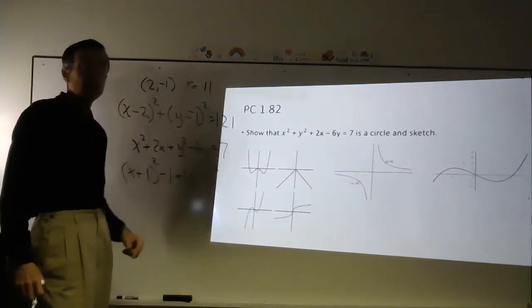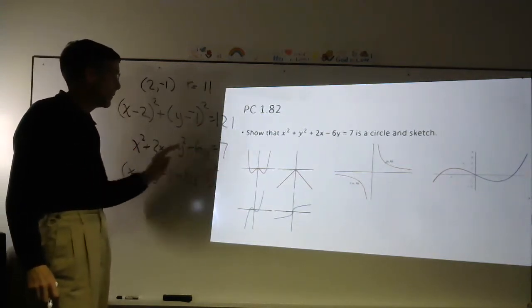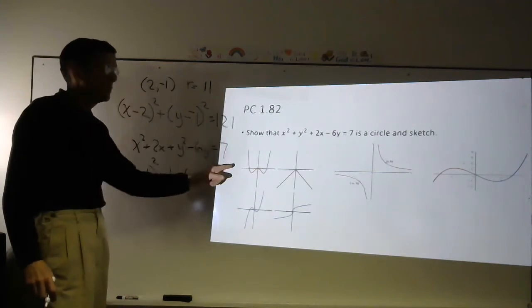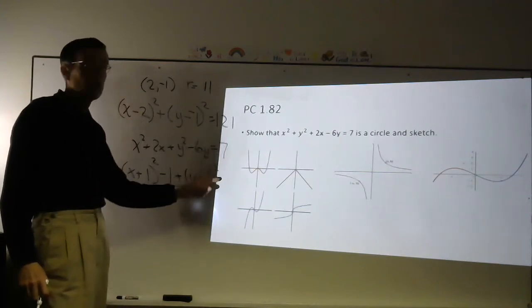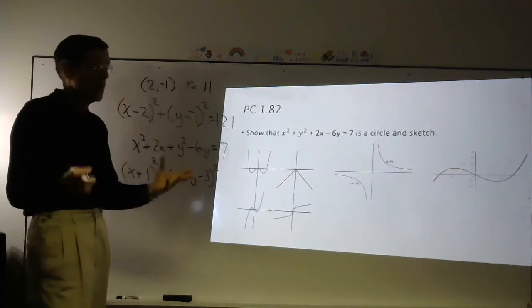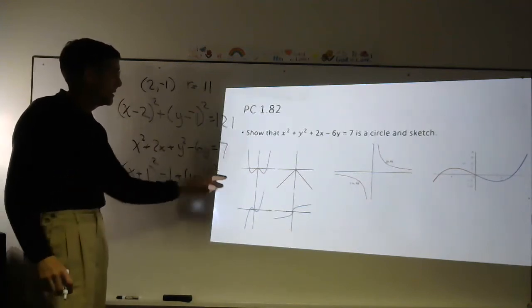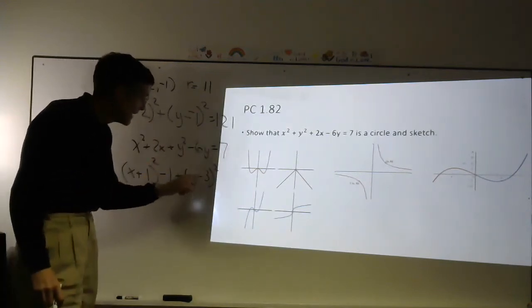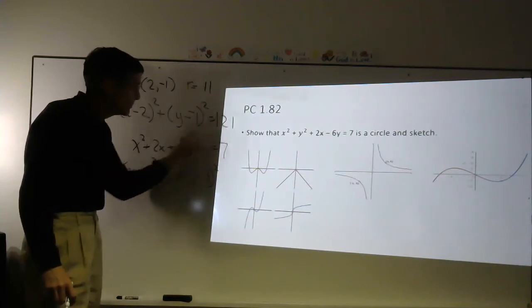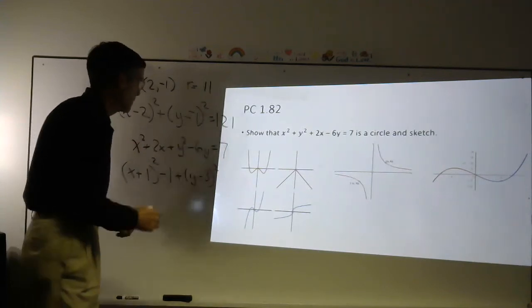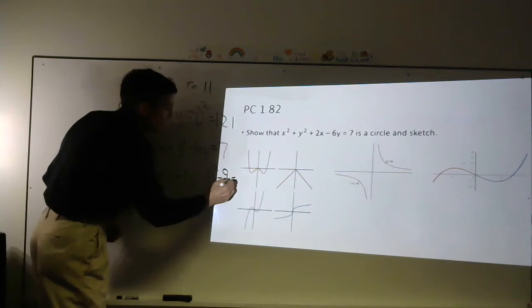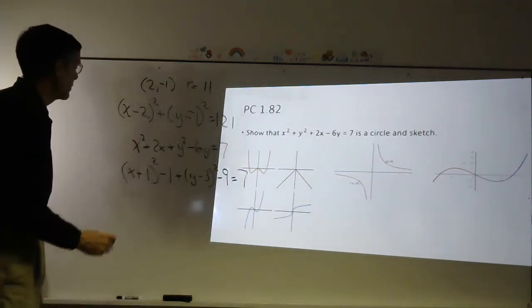Y minus 3 times y minus 3. Y times y is y squared. Checks. Outers, negative 3y. Inners, negative 3y. Negative 6y. Checks. Negative 3 times negative 3 is 9. There's a 9 hidden in there, and there's no 9 up there. We got to get rid of the 9. Equals 7. Okay, so now what have I got?